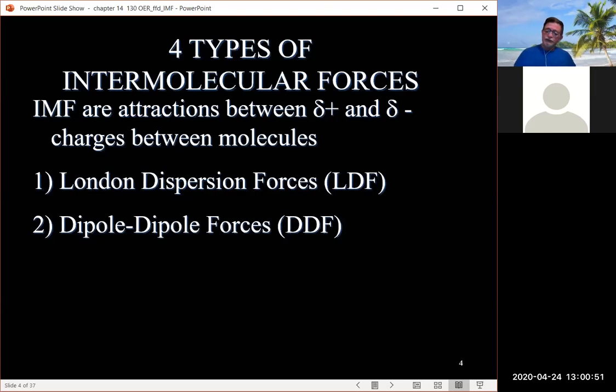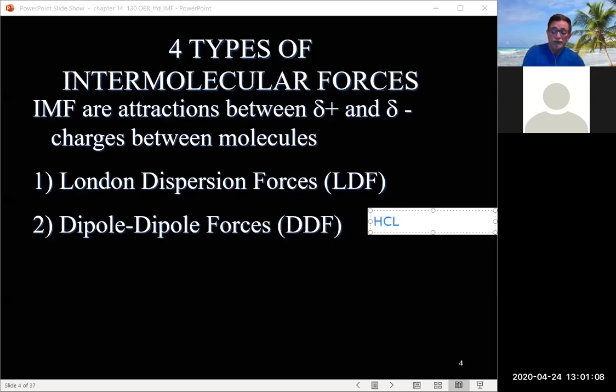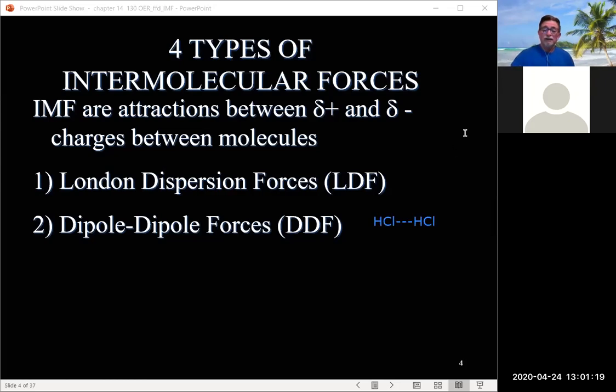The second type of force is dipole-dipole, much like the example we just did, where you have HCl interacting with another molecule of HCl. Those are dipole-dipole interactions.